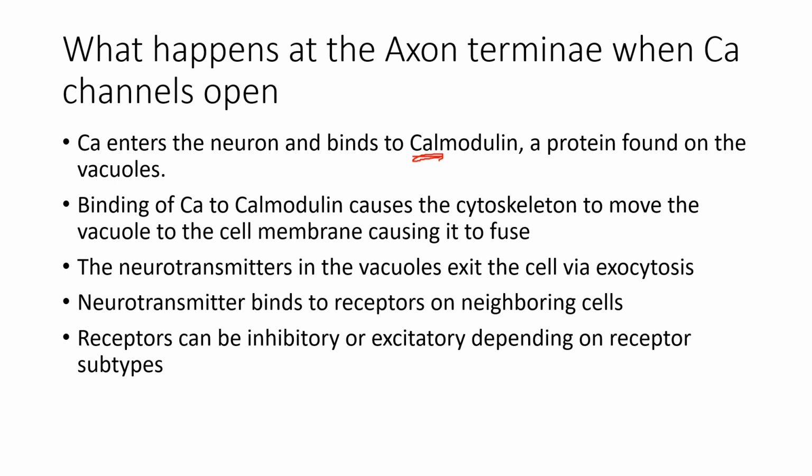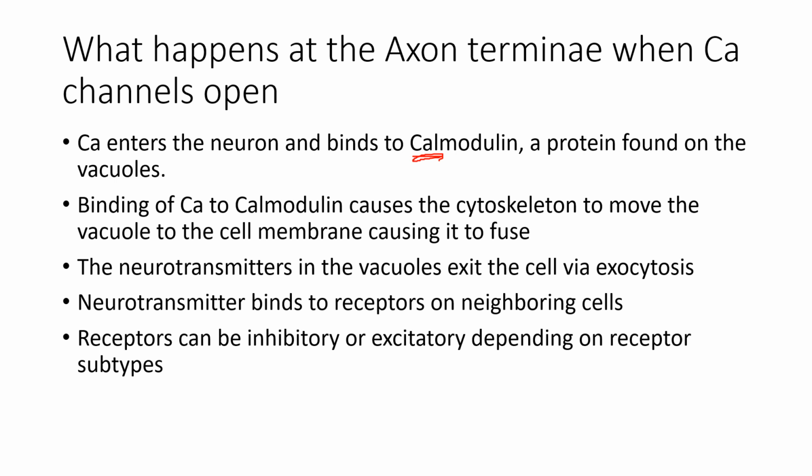Transmitter leaves, and the transmitter can then bind to a receptor on a neighboring cell. And you have the same message being sent from one cell to the other. One of the things to remember, though, is not all the receptors on the cell surface are going to be excitatory. Not all of them are going to be for sodium. Some of them are actually going to act on chloride channels.